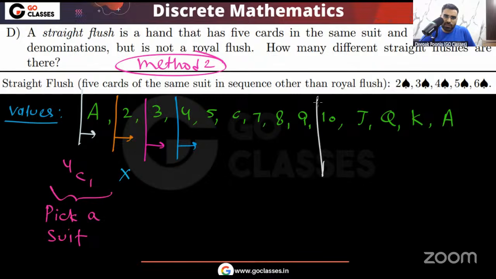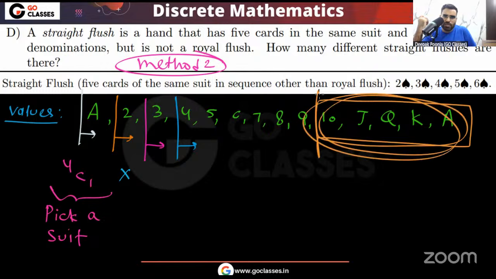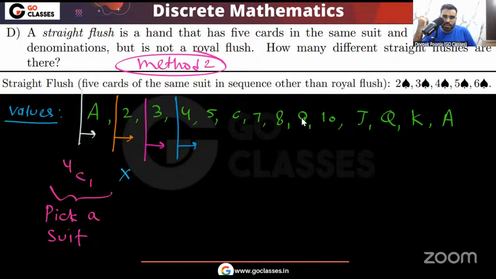Notice one thing, the starting value cannot be 10, because if you start from 10 then you will get a royal flush. And remember, a straight flush is not a royal flush, and a royal flush is not a straight flush. So basically they are disjoint. The question is saying that a straight flush is not a royal flush. So once you pick a suit, the starting point can be ace or 2 or 3 and so on, but it cannot be 10. If you start from 10, then 10 jack queen king ace will become a royal flush, so you cannot start with 10.